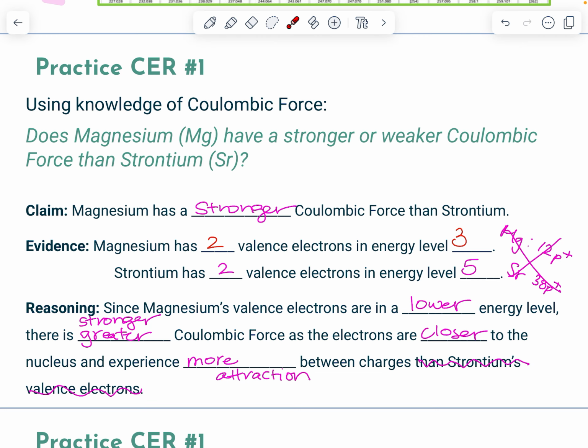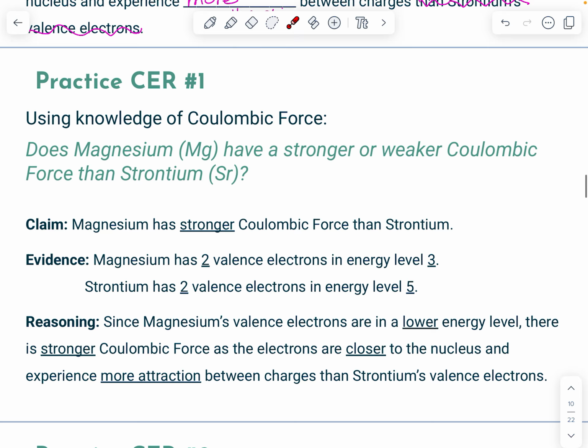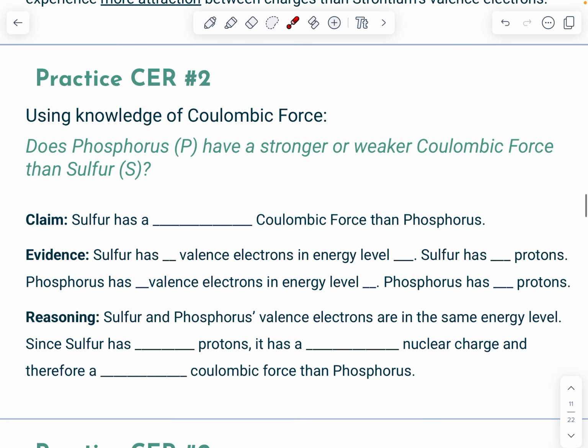So your evidence for anything where we're using Coulombic force or periodic trends is going to be information from your periodic table. All right, the answer for that one is there as well on your next slide. Go ahead and take a minute to, if you want, pause so that you can try this one on your own, see what you can fill in, and then come back, and I will fill it in with you.